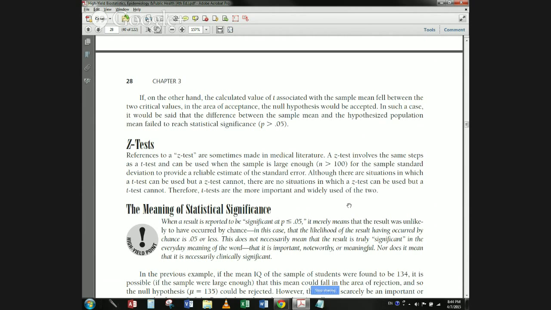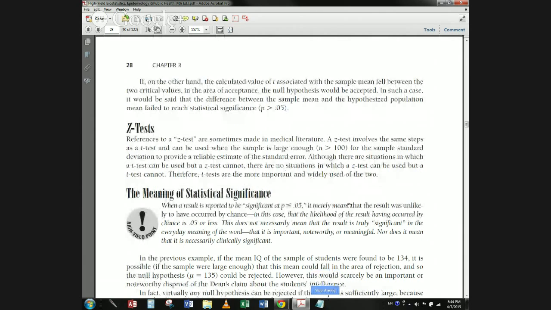If, on the other hand, the calculated value of t associated with the sample mean fell between the two critical values in the area of acceptance, the null hypothesis would be accepted. In such a case, it would be said that the difference between the sample mean and the hypothesized population mean failed to reach statistical significance. P was greater than 0.05.